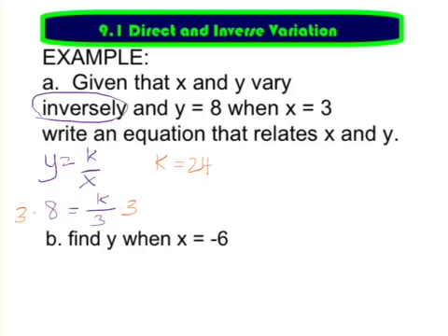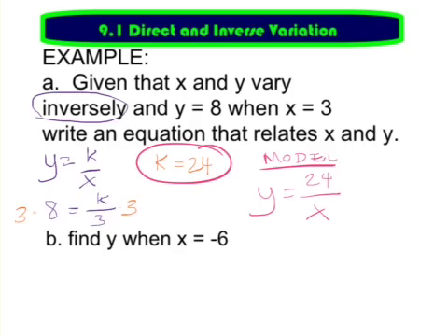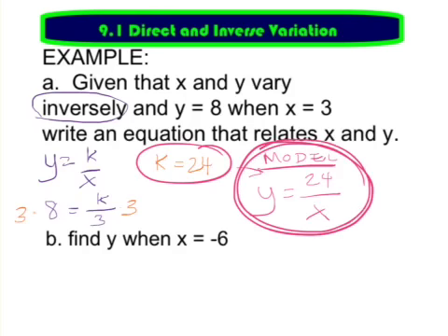I'm not done yet because I actually still need to write my model, and my model will look like this. I will always include x and y, so I'll say y equals 24 divided by x. I'll use my k and put that into my model. So this right here is the answer that I'm looking for, y equals 24 over x.